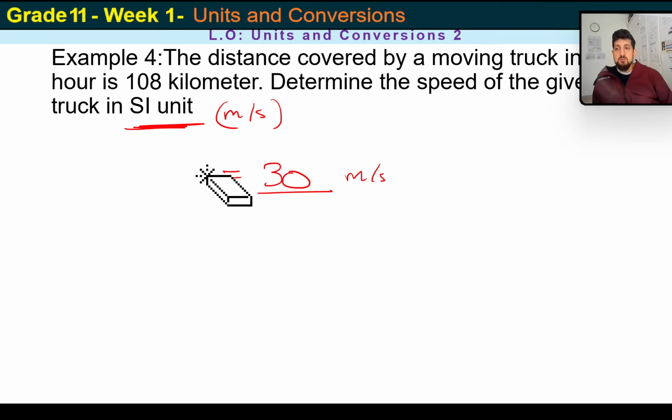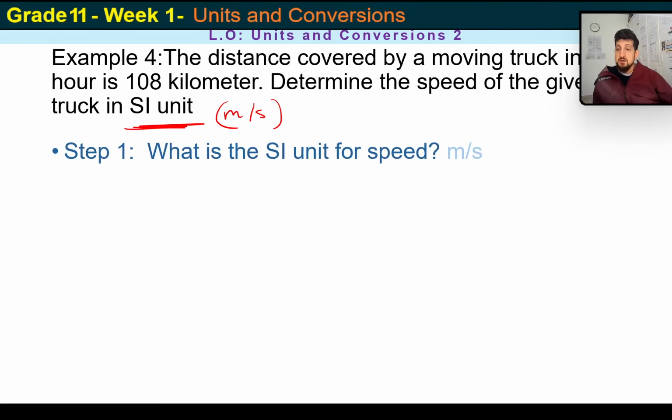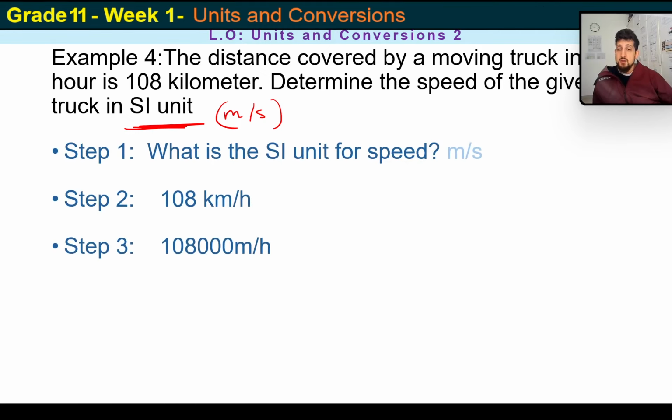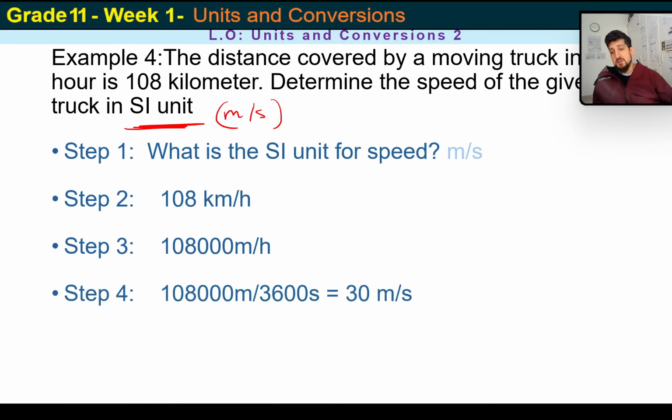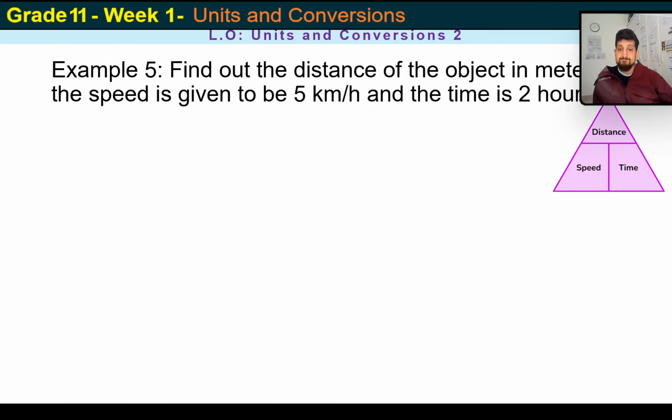Alternatively, you can go, okay, 108,000 meters per hour and then divide by 3,600. So 108,000 divided by 3,600, which equals 30 meters per second.